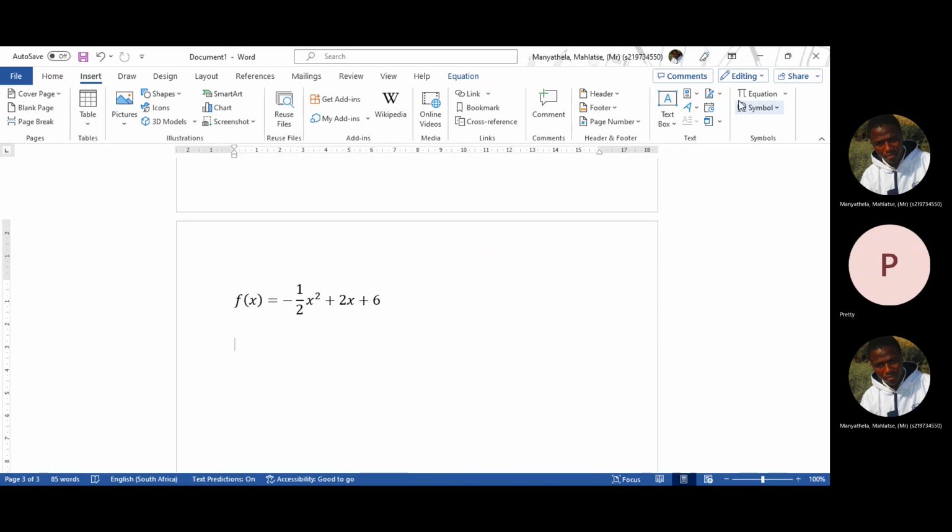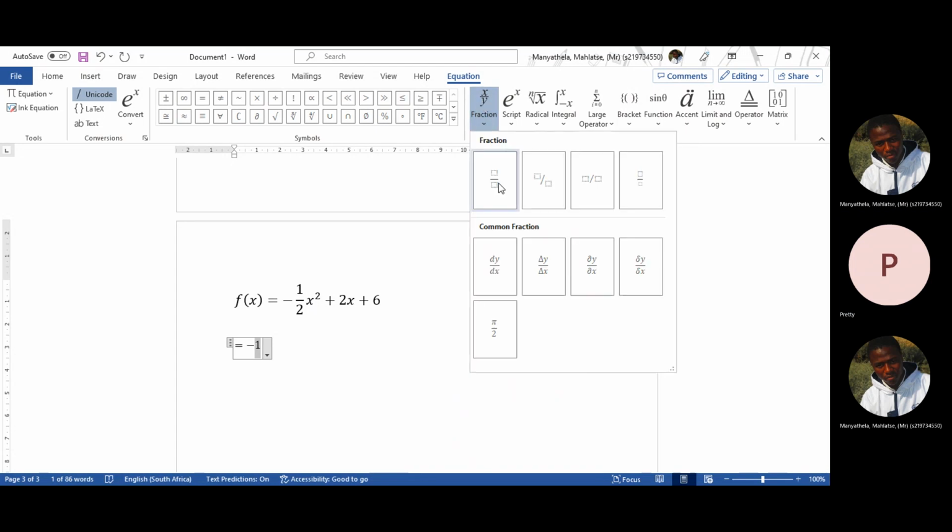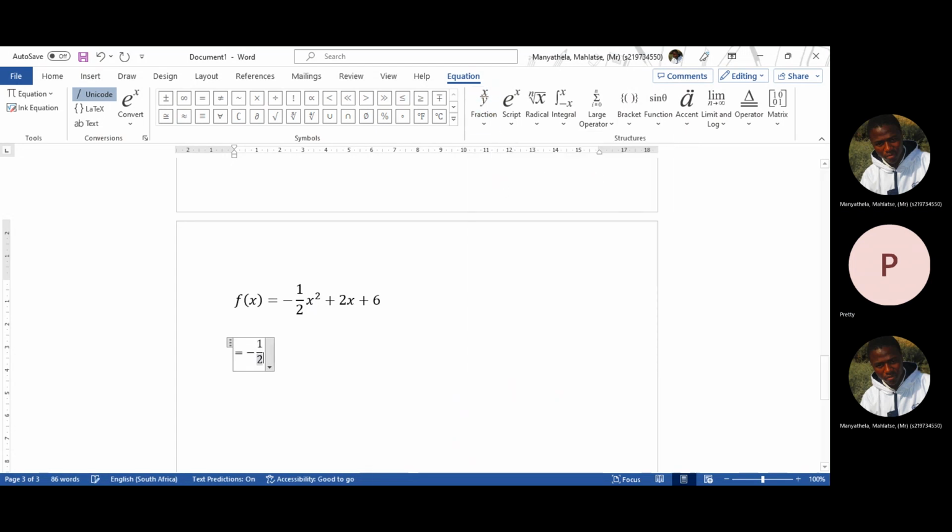This is what we're going to do. The first thing here, the turning point of this graph. We take minus 1 over 2 as a common factor throughout the whole equation.